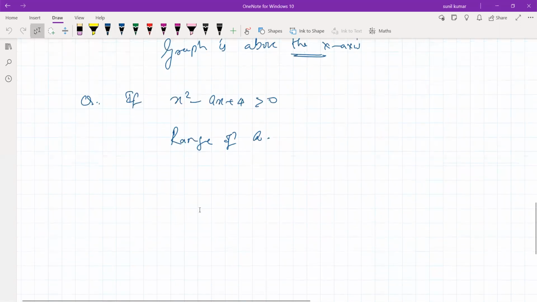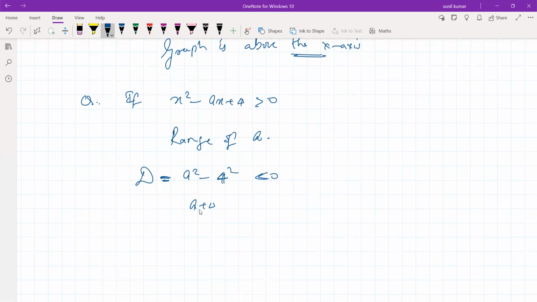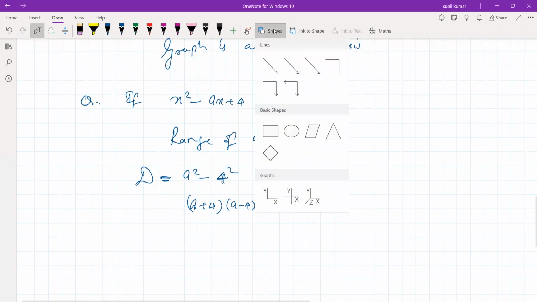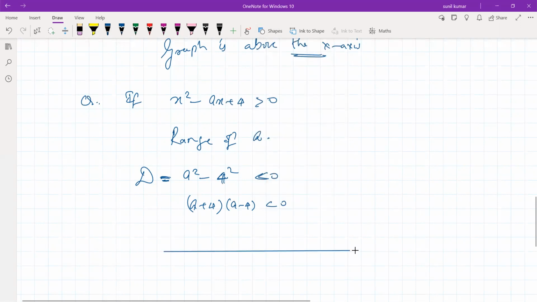Please find out the range of a. You can check its discriminant. Sir, yes, sir. One minute, sir. One minute. Okay. Sir, range will be from -4 to 4. Perfect answer, better.